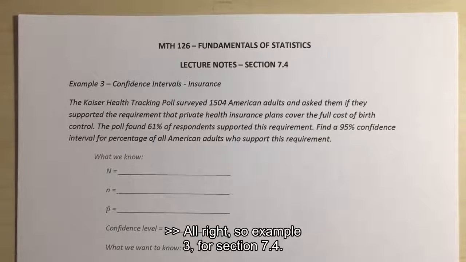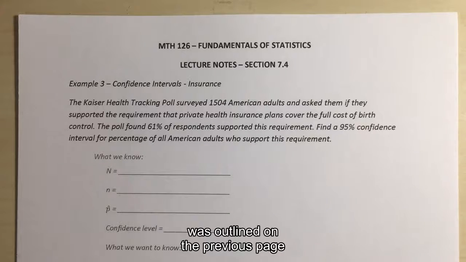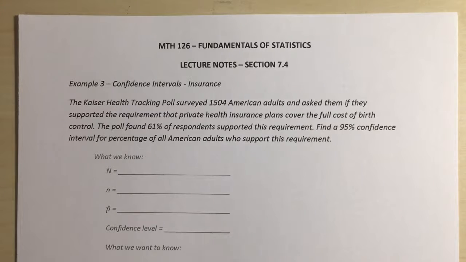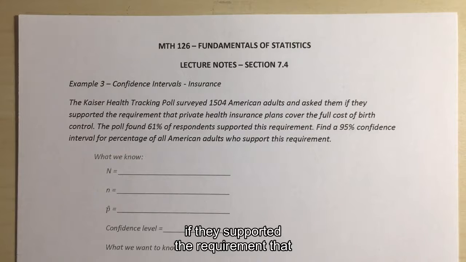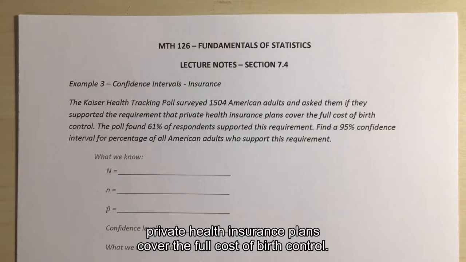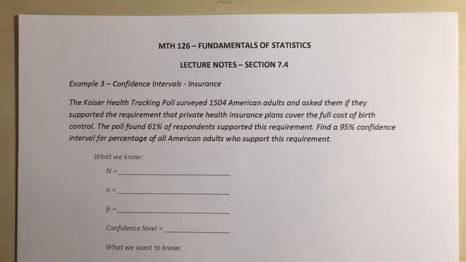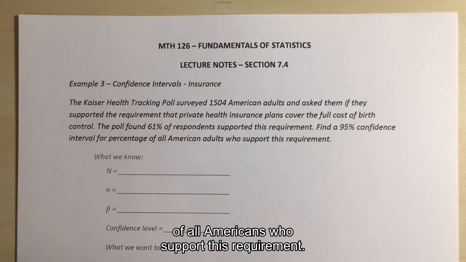Right, so example 3 for section 7.4, we're going to go through our 4-step process that was outlined on the previous page, and we are going to find and interpret a confidence interval. So the Kaiser Health Tracking Poll surveyed 1,504 American adults and asked them if they supported the requirement that private health insurance plans cover the full cost of birth control. The poll found that 61% of the respondents supported this requirement. Find a 95% confidence interval for the percentage of all Americans who support this requirement.